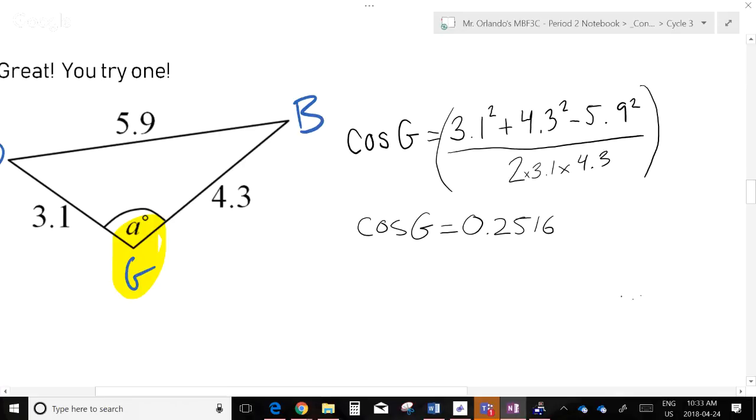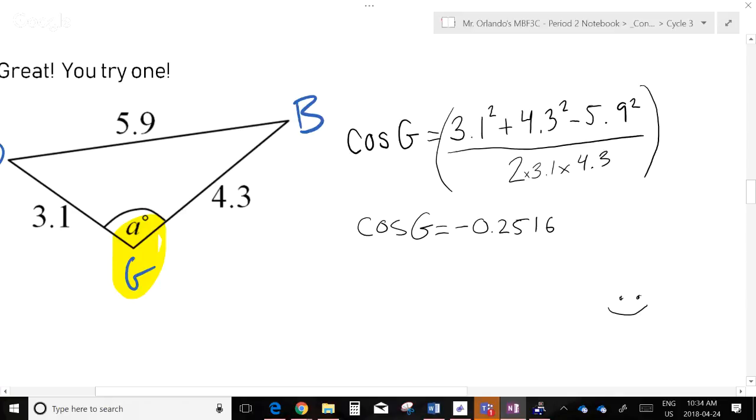Now look, when you plug this into your calculator, what number came out? What do we almost have perfect about this? This number is negative. So I need you to put a negative sign in front there. And I want you to try the cosine inverse again. Hold on. It's subtracting, but it leads to this being a negative number. So it's 3.1 squared plus 4.3 squared minus 5.9 squared. And when you do it, this is negative.